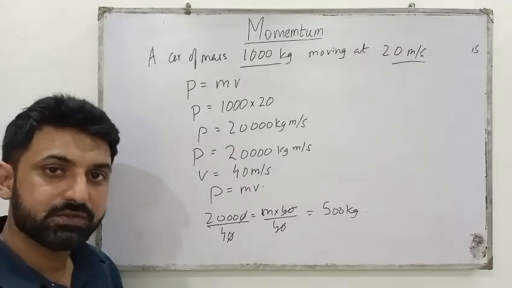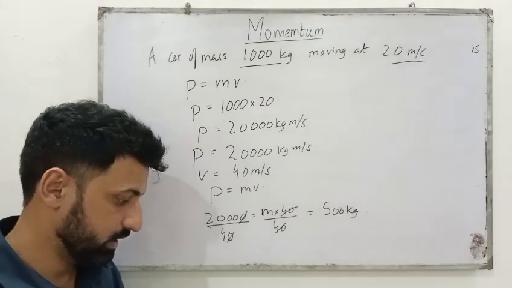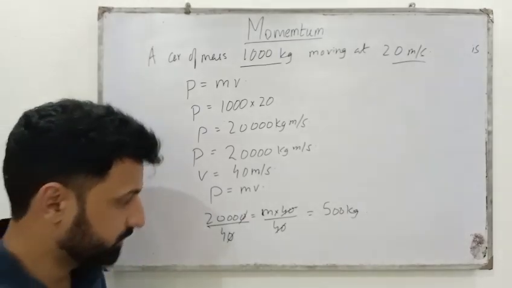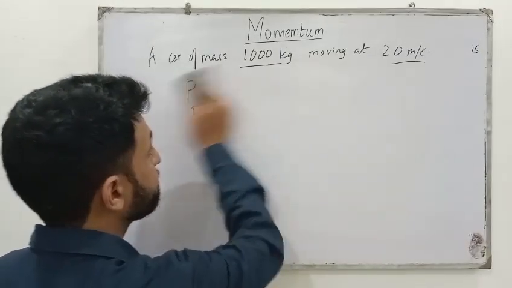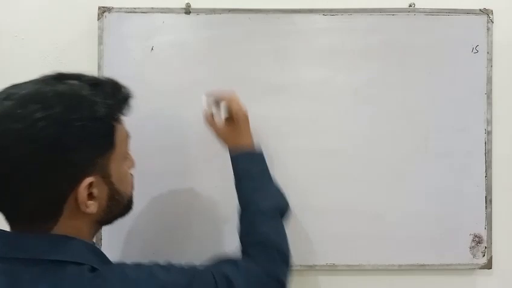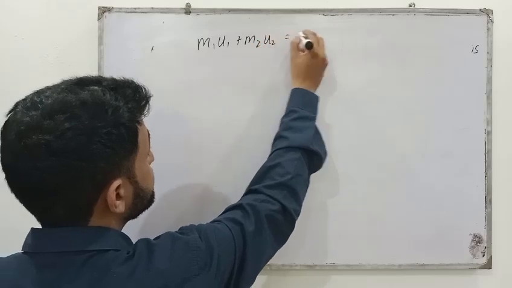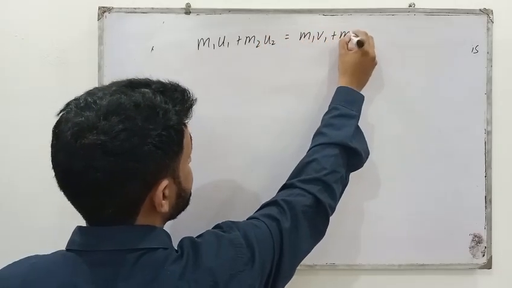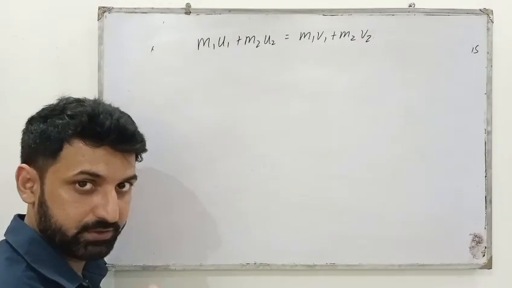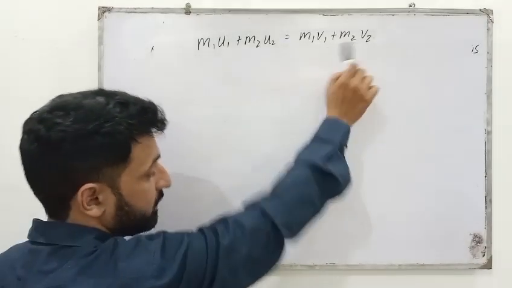Law of conservation of momentum states that in a closed system, if there are no external forces applied, then the total momentum before the event is equal to total momentum after the event. So m1 u1 plus m2 u2 is equal to m1 v1 plus m2 v2. Why? Because in a closed environment, the momentum before the impact is equal to momentum after the impact.